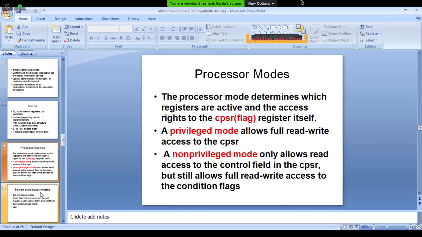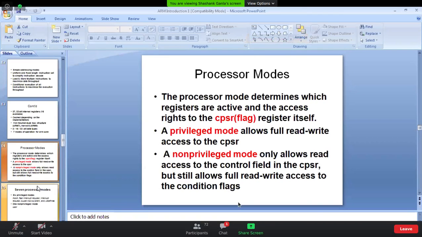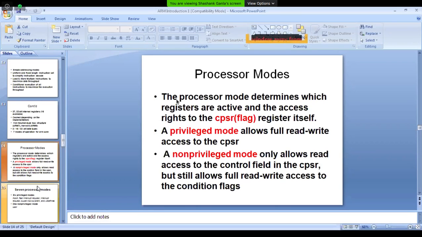Okay, guys. So the privileged mode of operation says that it allows full read-write access to a register called the CPSR register. So we have a kind of register in the ARM7 architecture called the CPSR register, which stands for current program status register. This current program status register is also called the flag register of the ARM architecture. So the processor mode determines which registers are active and access rights to the CPSR register.